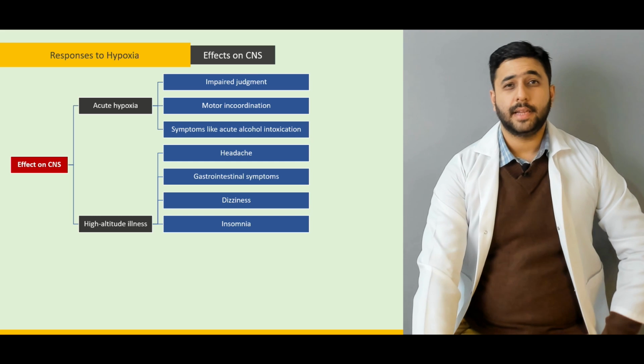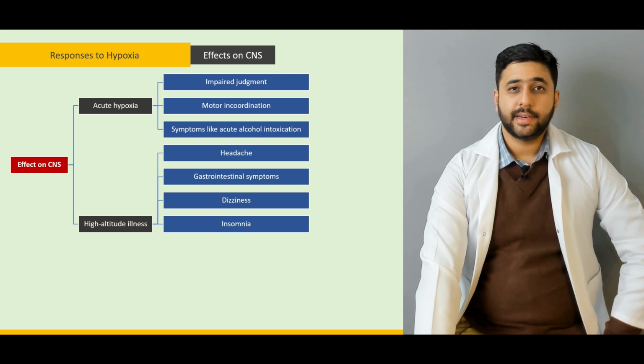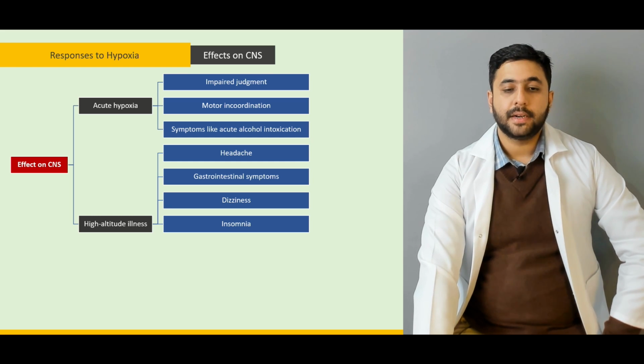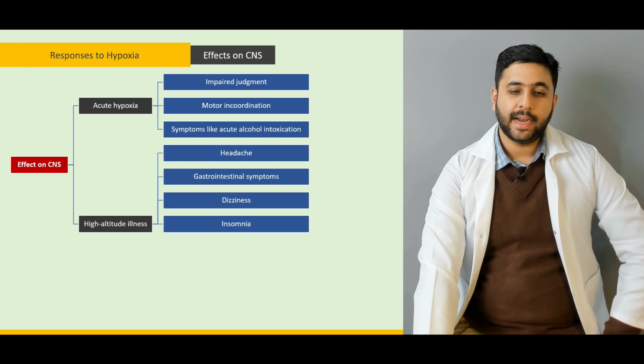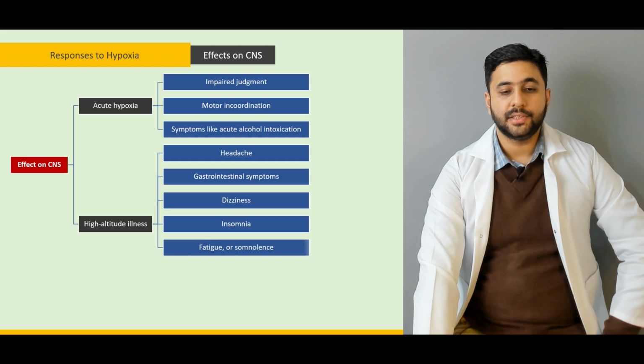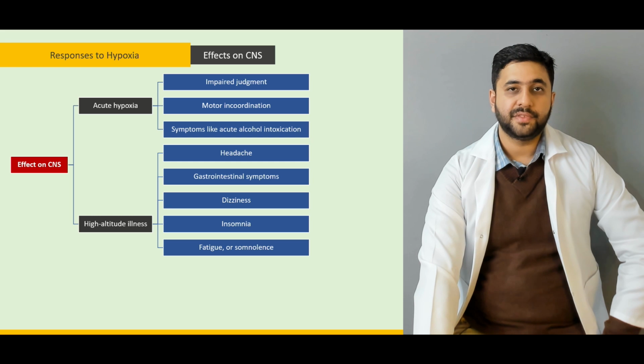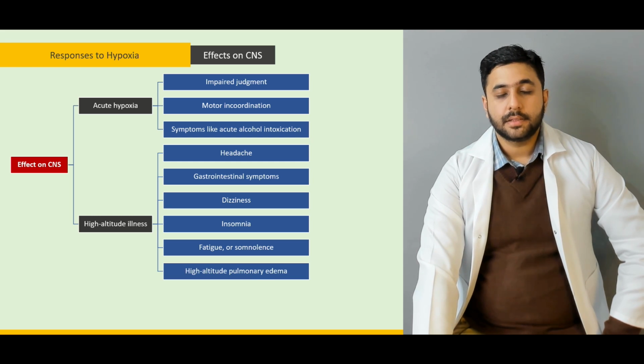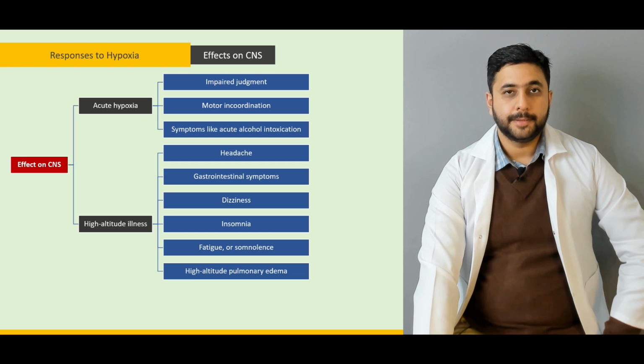And when someone gets acclimatized over a period of time, there is increased erythropoiesis in the body, which upregulates RBC production, and the person can compensate for that. But acutely, the person might feel headache, dizziness, insomnia, and certain GI symptoms. There might be certain fatigue or somnolence. The patient can develop something called high altitude pulmonary edema.